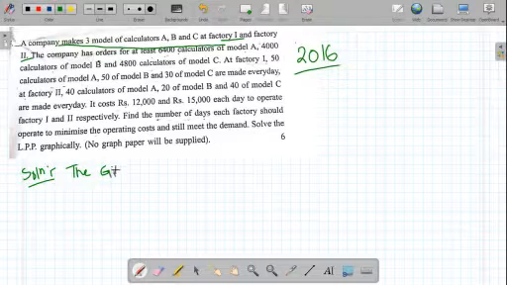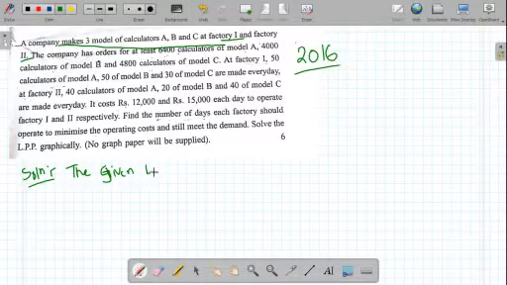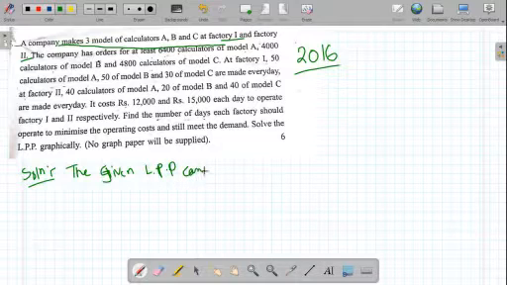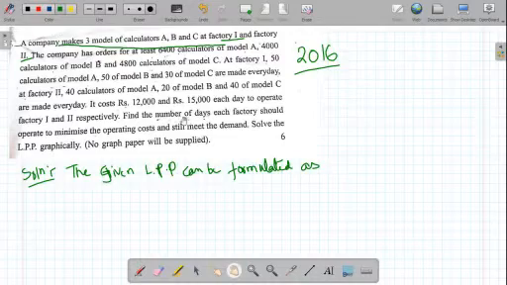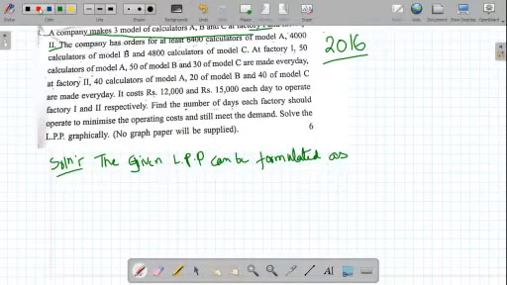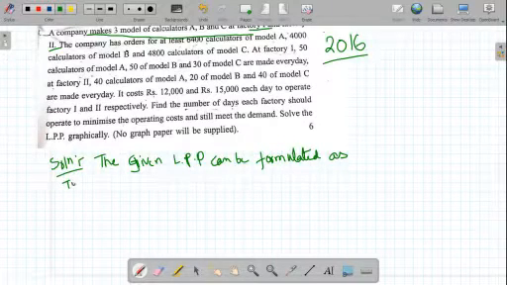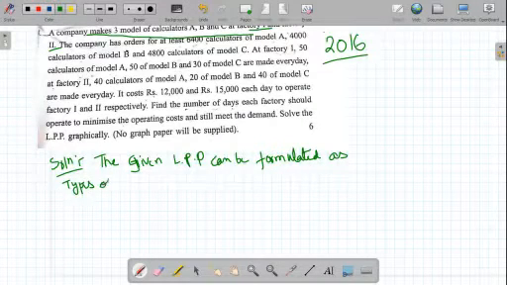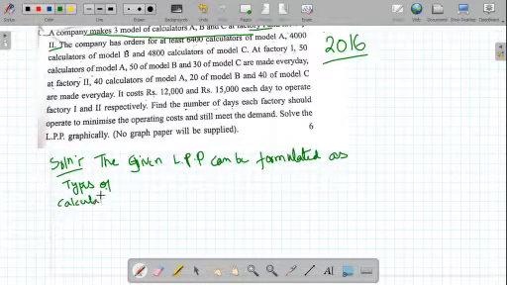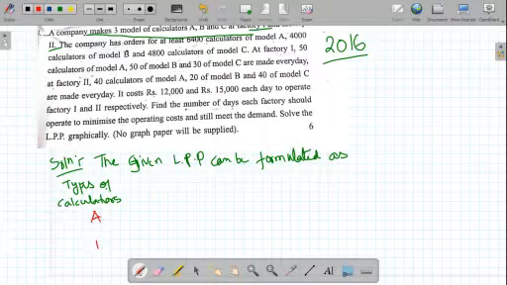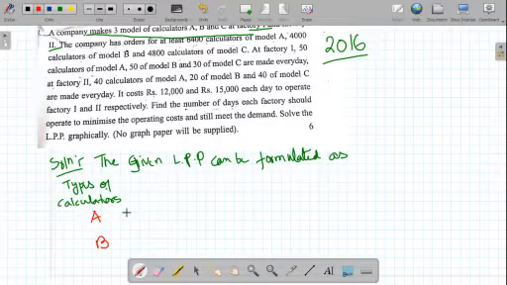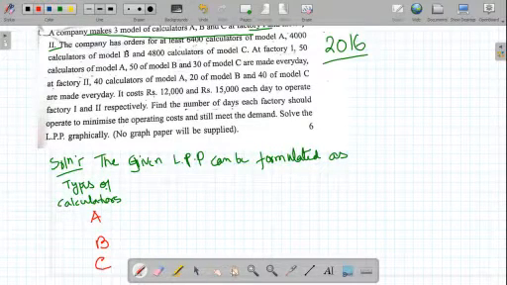The given LPP can be formulated as follows. We have types of calculators. What are the types? We have 2 types, A, another type is B, right? A, B, C also. A, B, C.